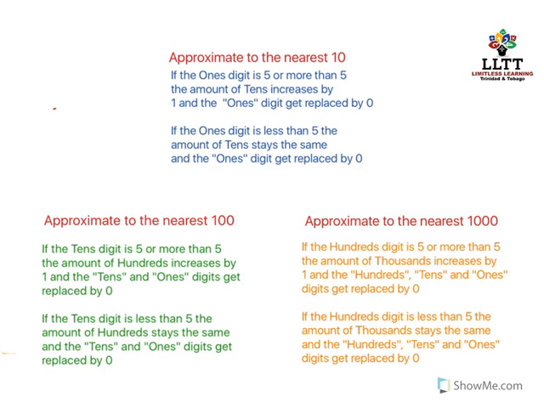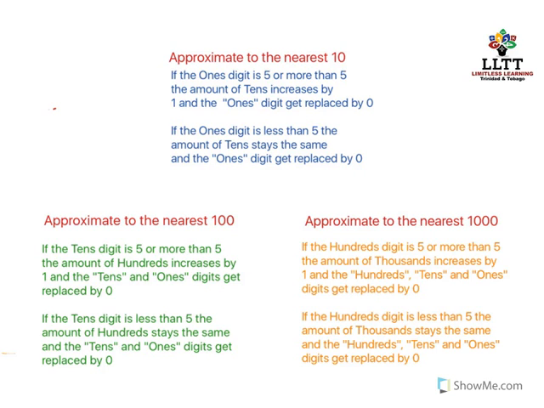If we're approximating to the nearest 100, we're looking at the tens digit. So if the tens digit is 5 or more than 5, then the amount of hundreds increases by 1, and we're going to replace the tens and ones digits with zeros. And then if the tens digit is less than 5, we're going to keep the amount of hundreds as it is, but we're going to replace the tens and ones digits with zeros.